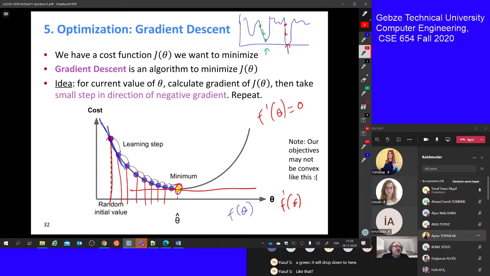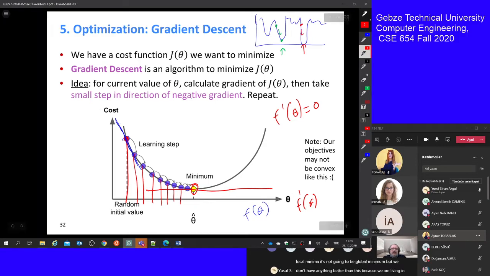Okay, so what we are here trying to do is finding the global minimum, of course, but gradient descent is not going to give us the global minimum all the time. In fact, almost all the time it will never give us the global minimum. It's going to give us some kind of a local minimum, but it's not going to be a global minimum.